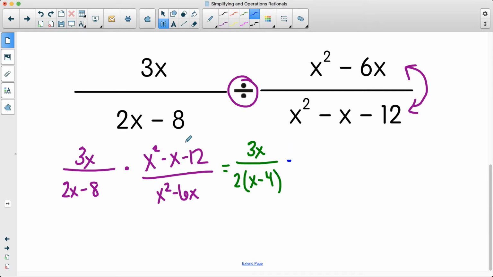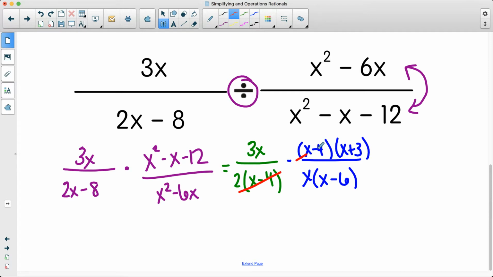Second fraction, I can factor x to the second minus x minus 12, and that factors as x minus 4 times x plus 3. In the denominator, x to the second minus 6x, I can take an x from both of those, and I'm left with x minus 6. So I'm going to go ahead and start canceling out. Not a whole lot to cancel out here, but I do have x minus 4 and x minus 4. And this x with the 3, since all of these things are being multiplied, I can cancel out this x that's beside the 3, and the x down here that's beside the x minus 6. Those will cancel each other out.